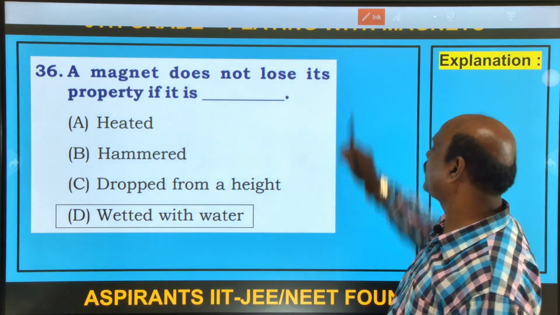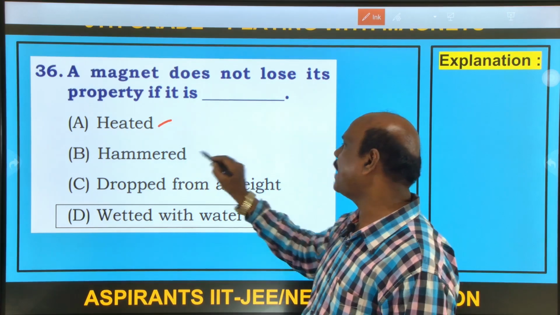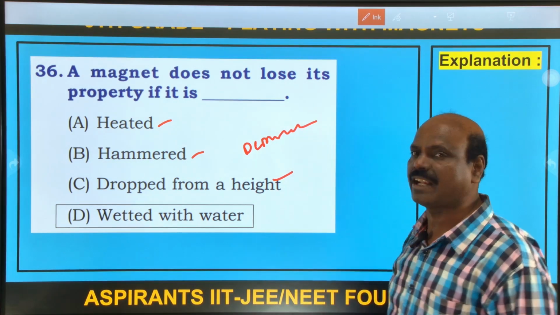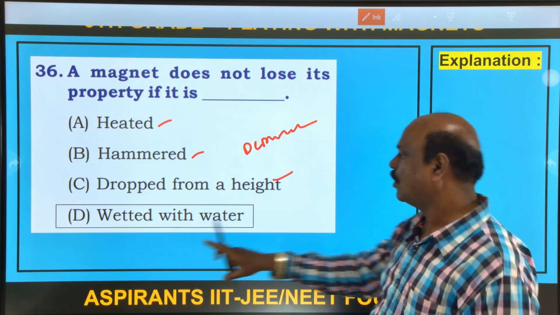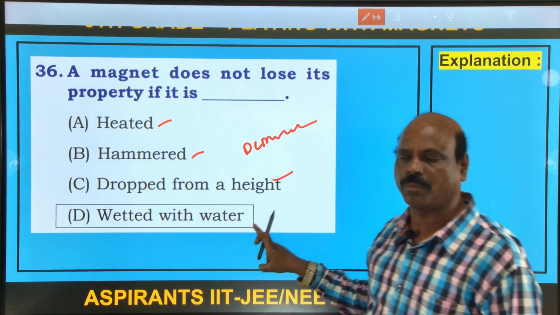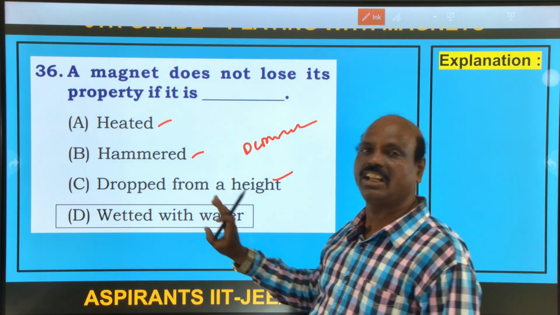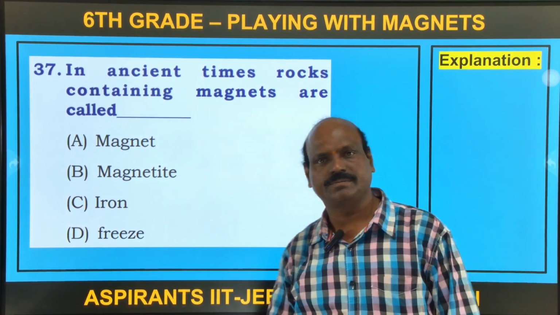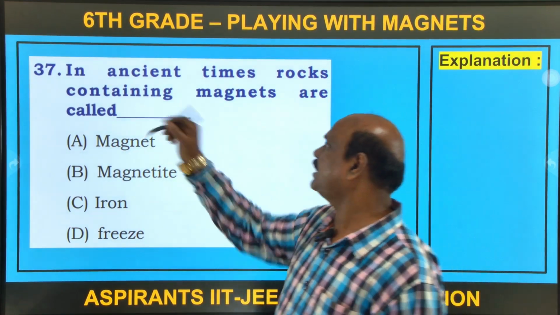The remaining are all what? Demagnetization methods. Only this is not a demagnetization method. So when you wet a magnet, it will not lose its magnetic property. Okay, next question number 37.